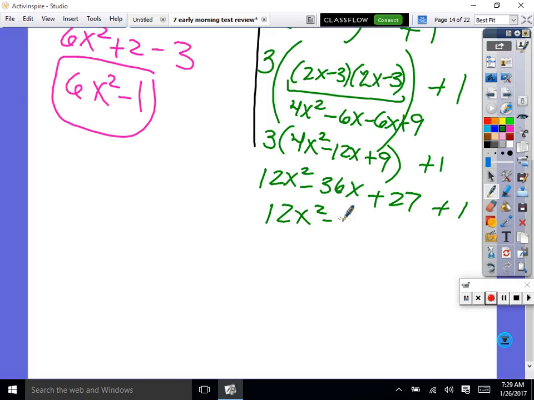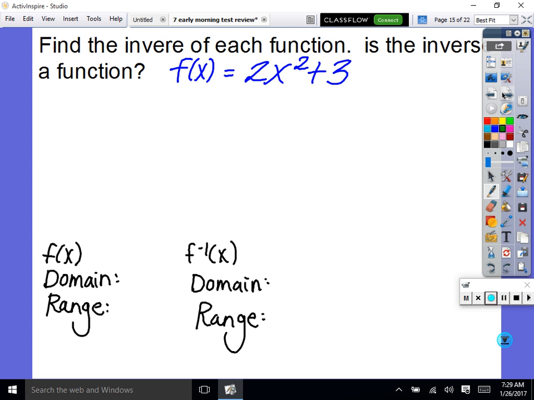12x squared minus 36x plus 28. So, quite the simplification, but you can do it. Okay, next one. It says find the inverse of each function. So we would switch x and y. So we have x is equal to 2y squared plus 3.